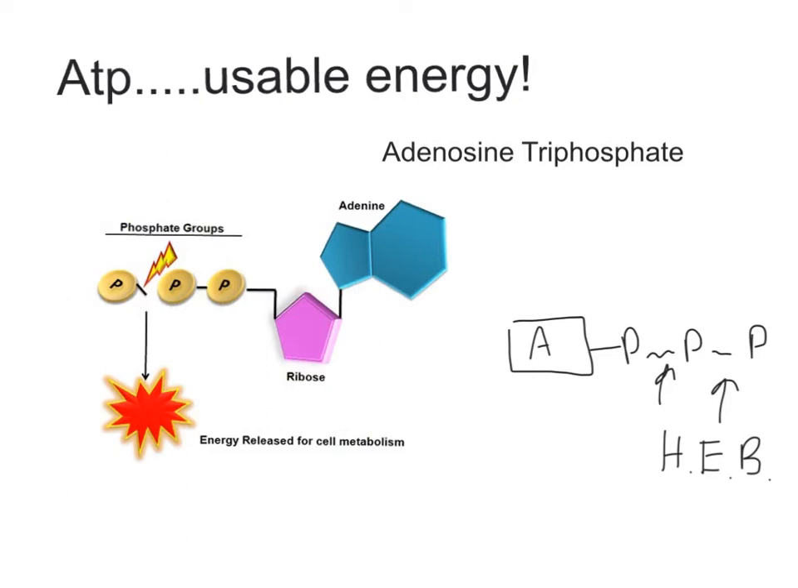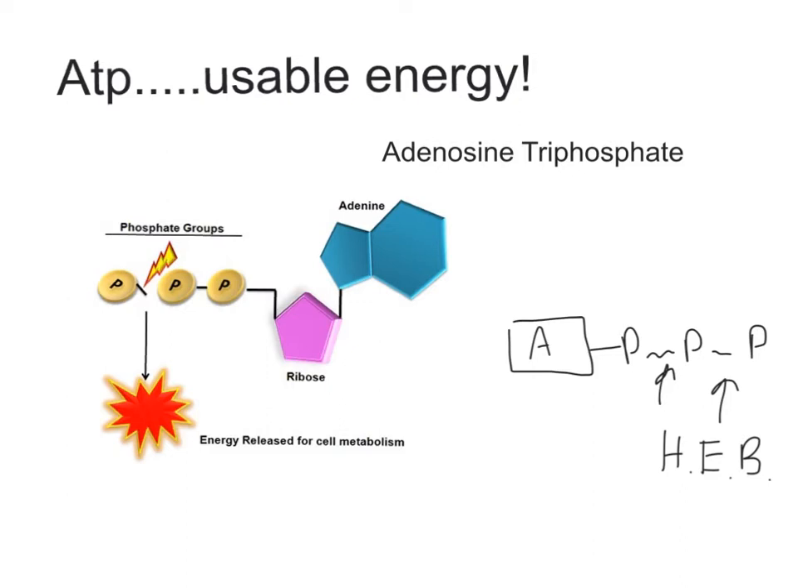And so you can see that ATP, if you look on your picture, is adenosine, made of this nitrogen compound called adenine and a sugar called ribose, and then connected there's 3 phosphates. So adenosine is made of adenine and ribose. Triphosphate means there's 3 phosphate groups. Okay, so that's what ATP looks like.